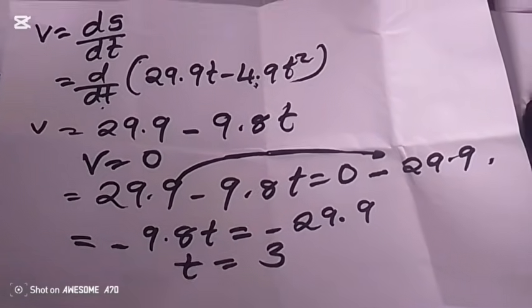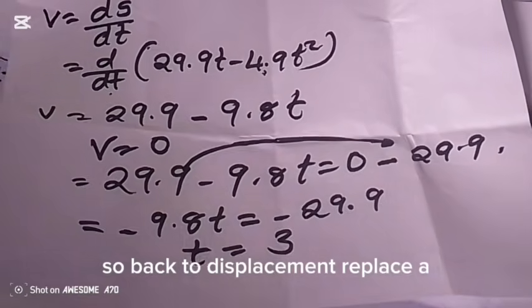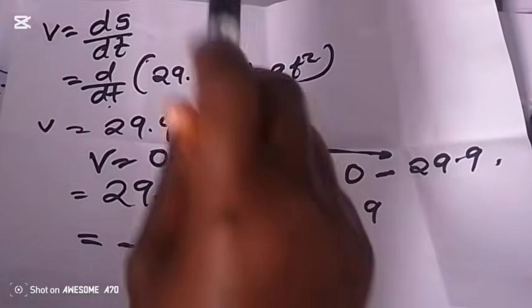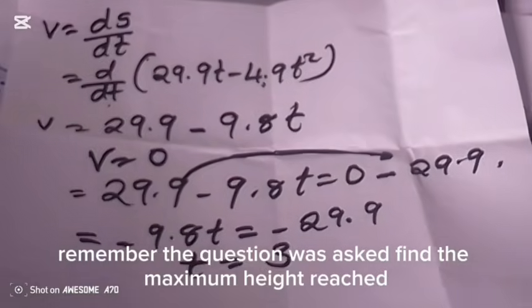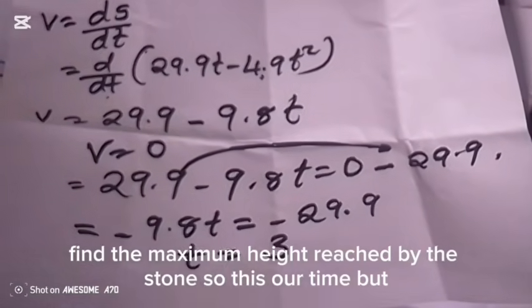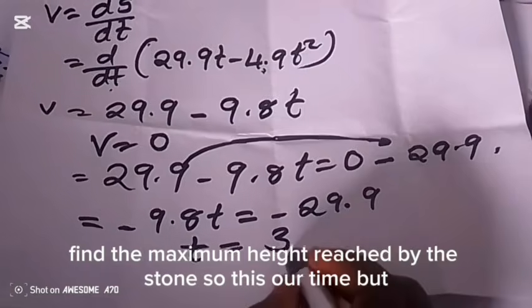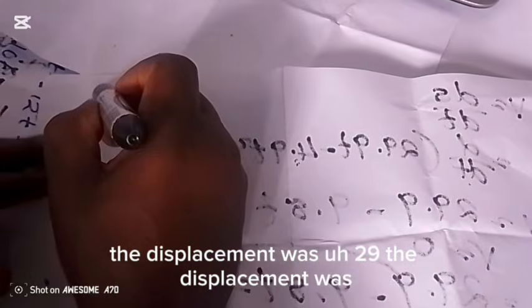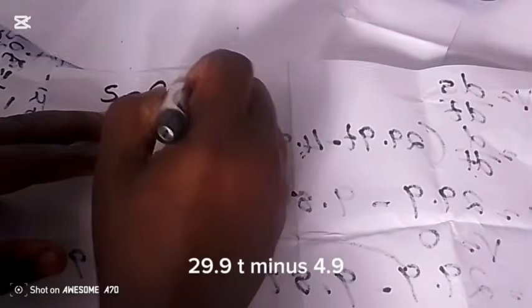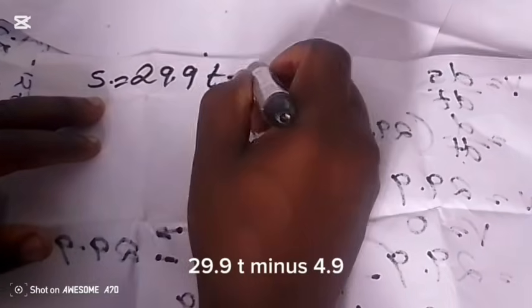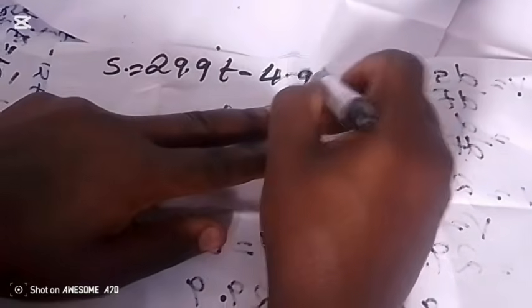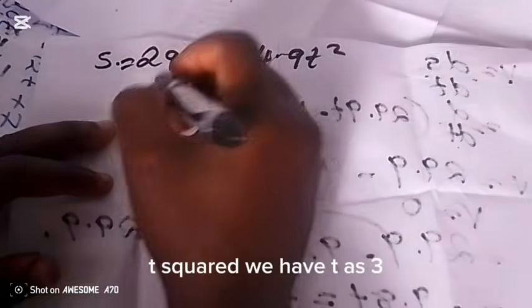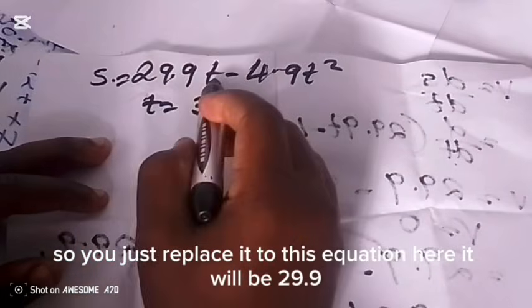So we have our time as 3. Back to displacement, replace t. Remember the question was, find the maximum height reached by the stone. This is the time that the stone reached the maximum height. The displacement was 29.9t minus 4.9t squared. We have t as 3, so you just replace it in this equation.